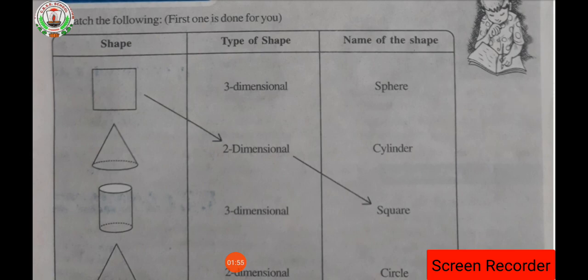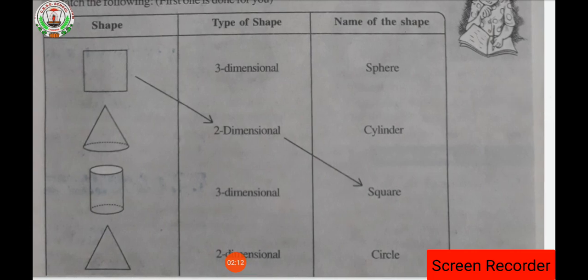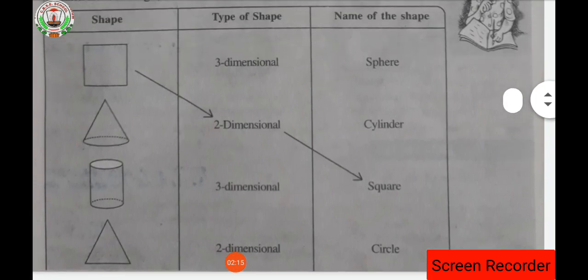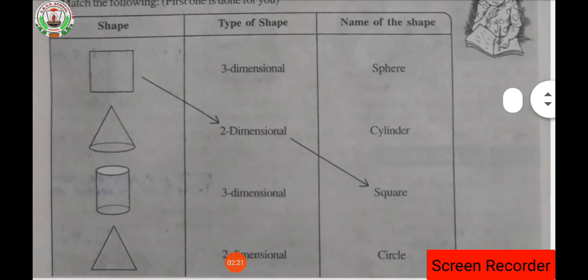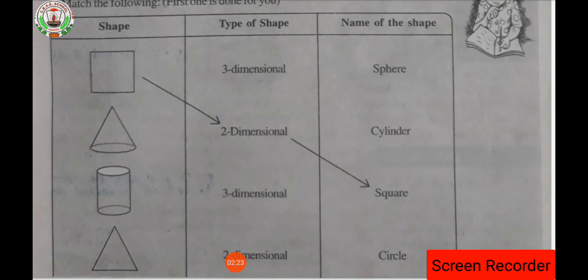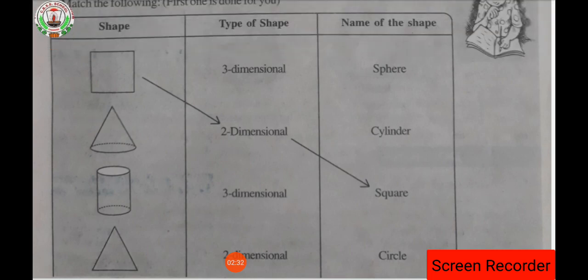This one is a square, it is two-dimensional and the name of the shape is square. The next one is a cone, isn't it? Cone is three-dimensional and can be matched with the next page. The sphere will be given on the next page. Cylinder is again three-dimensional, you can match here. Then the next one is a square. It is a triangle, and the triangle is given on the next page.